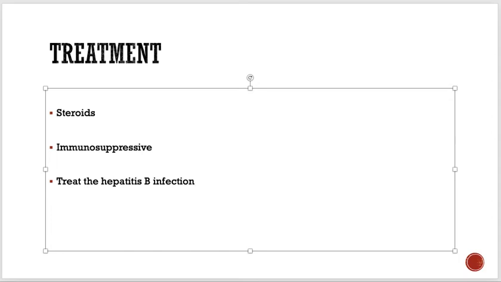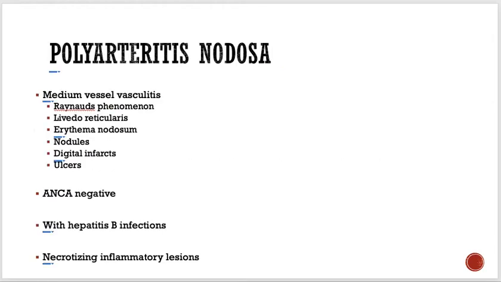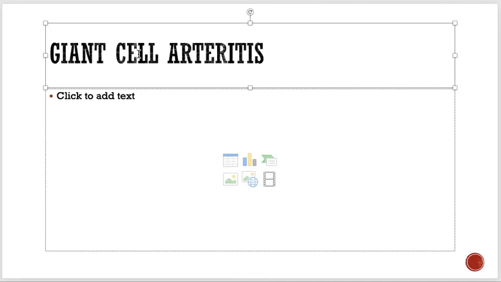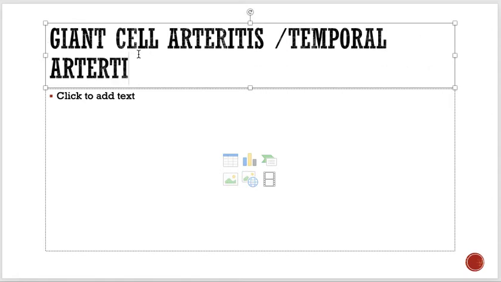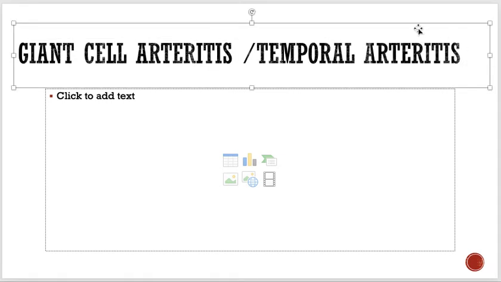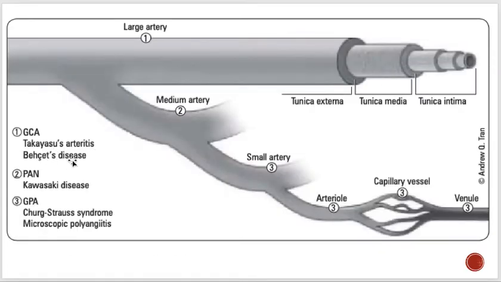We had discussed one of the small and one of the medium, and now I'm going to discuss one of the large vessel vasculitis, which is giant cell arteritis, or what we also call temporal arteritis. So this one is giant cell arteritis or temporal arteritis. Now this one is large vessel vasculitis. Other large vessel vasculitis which I will show you is Takayasu's, I will talk about that, and Behçet's disease.